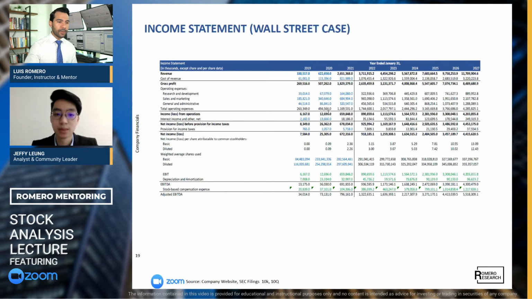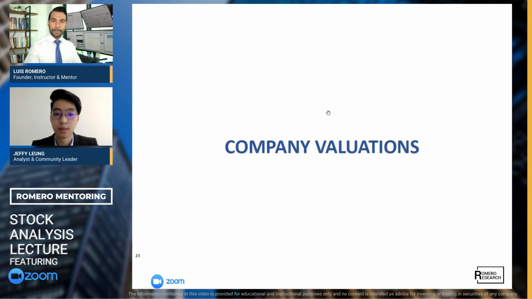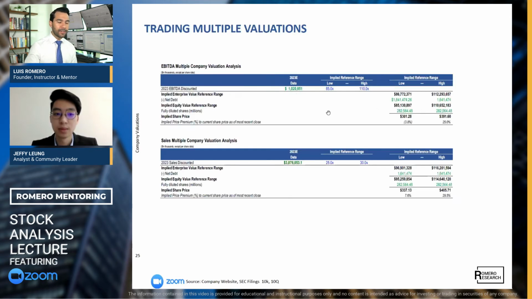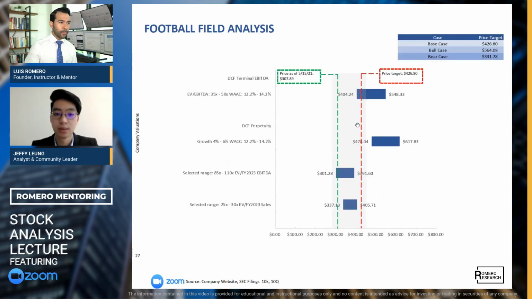Then your technical skills, being able to forecast your income statement, your balance sheet, your cash flow statement, and of course, applying valuation: comparable company analysis, trading multiple valuation, discounted cash flow analysis. And here we have a football field that displays your price target and the different scenarios that you have. So for your bull case, you have a $564 price target. And then your base case is the price target that you had previously, 426. And the stock is currently at 307, so there's a lot of room to the upside.